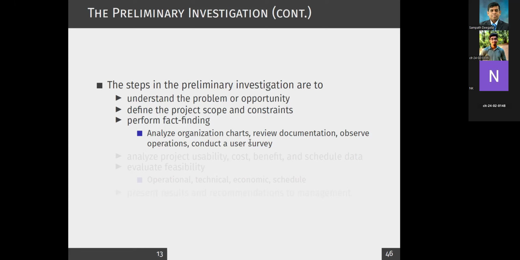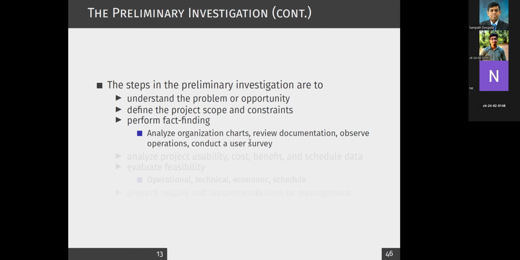Then review documentation, because we have to prepare various reports. So you have to look for the documentation. You can observe operations. For example, let's say you are new to a particular organization and you have been asked to develop a library information system. Let's assume you don't know how a library works or what the operations within the library are. Just go and observe. That's one way you find the facts, right?